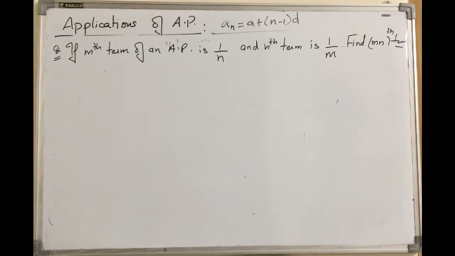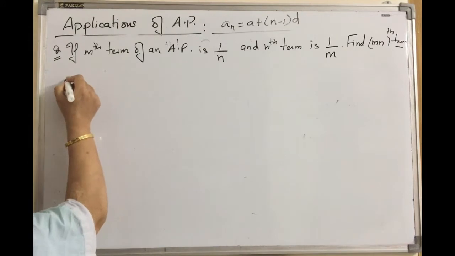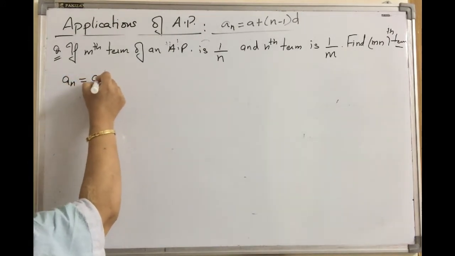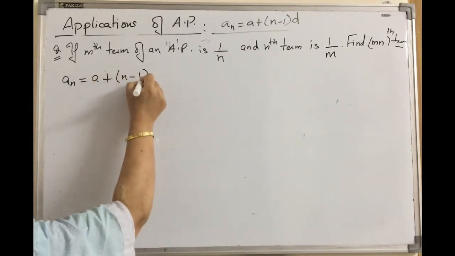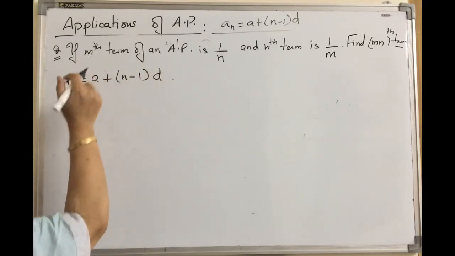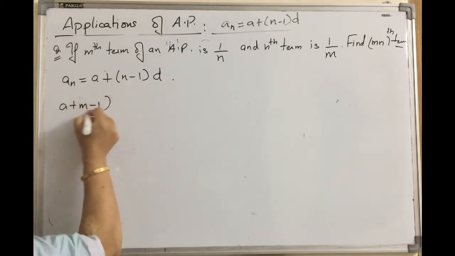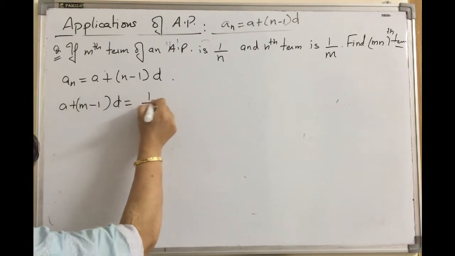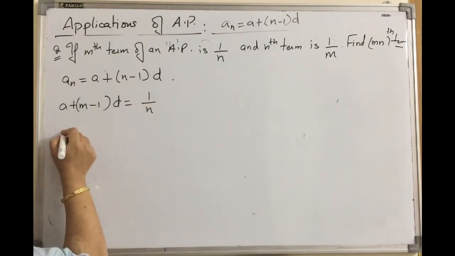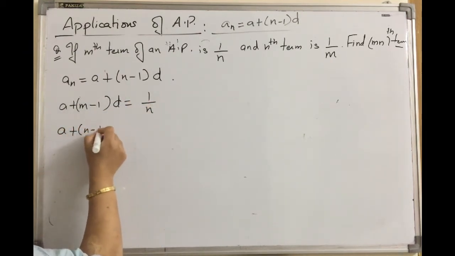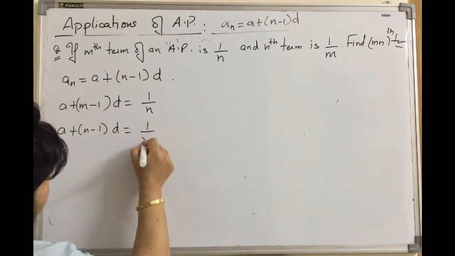If the mth term of an AP is 1 by n and the nth term is 1 by m, find the mnth term. Okay, we are applying here the nth term formula, that is an is equal to a plus n minus 1 into d. So the mth term of the AP will be a plus m minus 1 into d, which is 1 by n, and the nth term a plus n minus 1 into d is 1 by m.